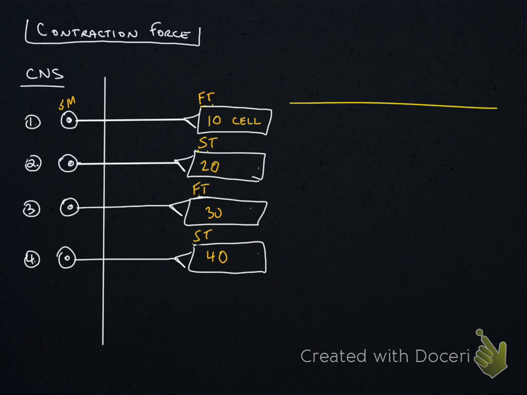Alright. It does this thing called asynchronous recruitment. So make sure that you know this word. All motor units that are affecting a certain muscle are going to fire at different times. So asynchronous recruitment is all motor units affecting a certain muscle are going to fire at different times.